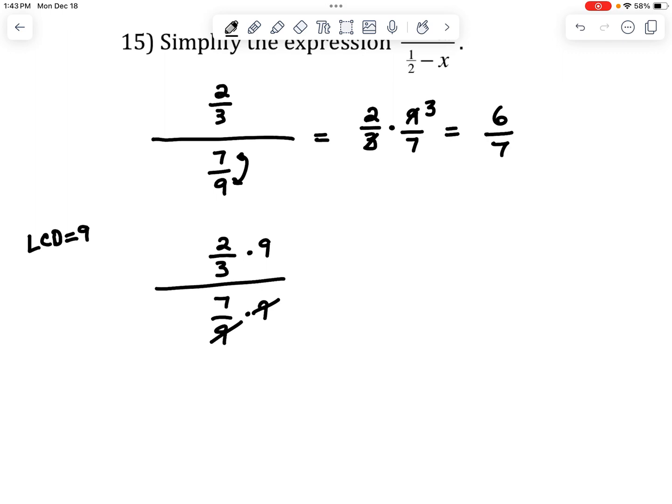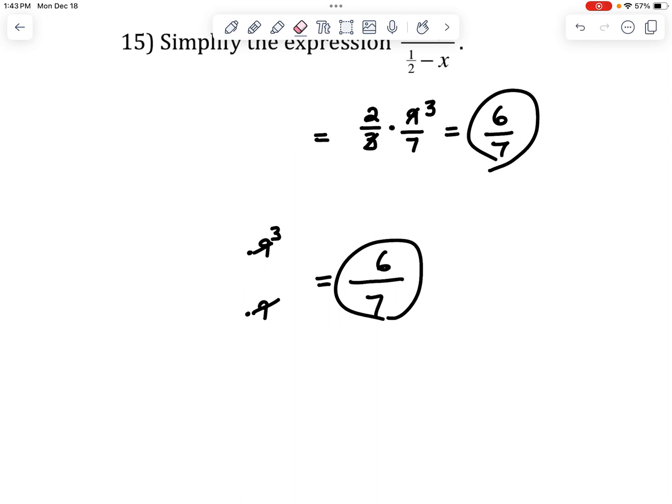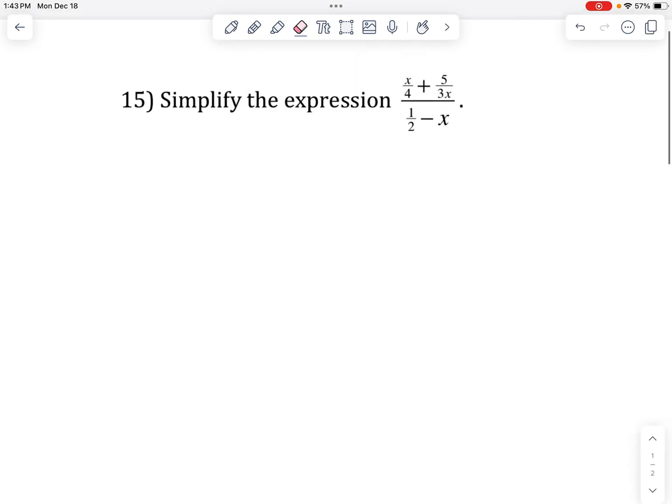Here, they're going to cancel, so it just leaves you a 7 on the bottom. On the top, 3 will divide into 9 3 times, so all it leaves is 2 times 3 is 6. And sure enough, we get the same answer, but it's a little bit simpler to do it the second way. And that's going to be especially true as they become more complicated. So let me just take these examples off, and then we can get to this fun problem right here.